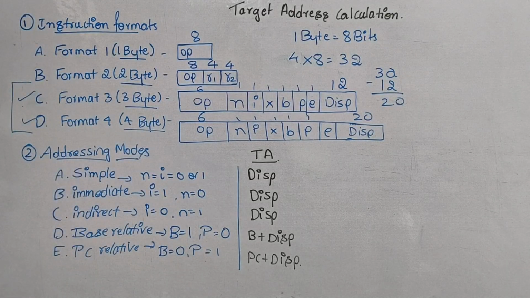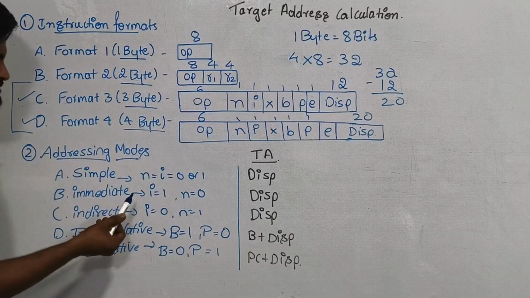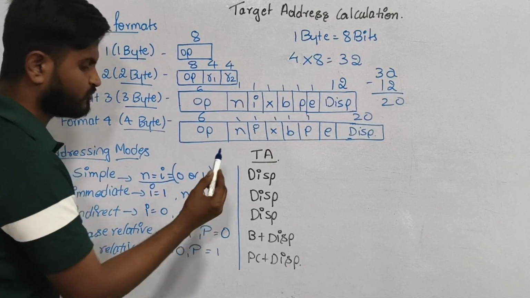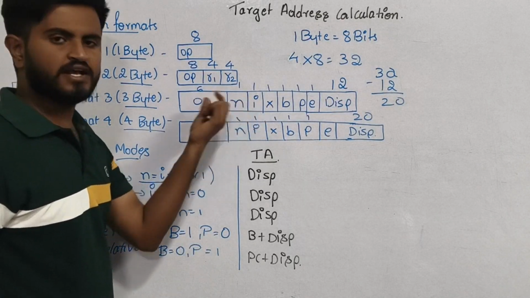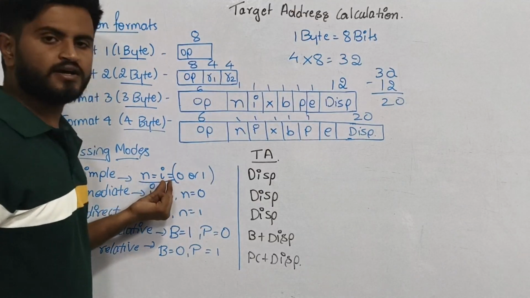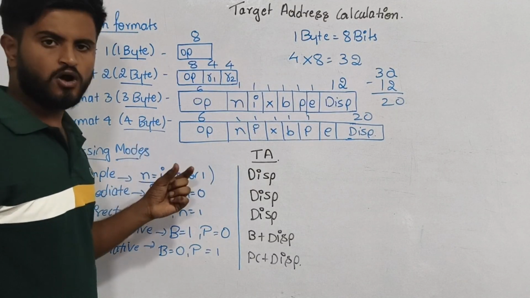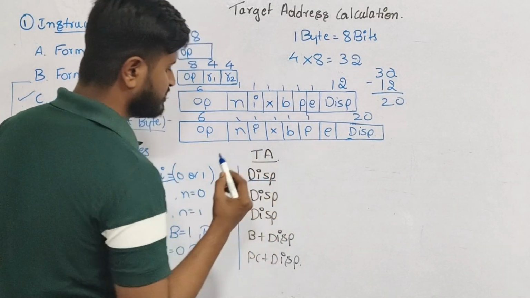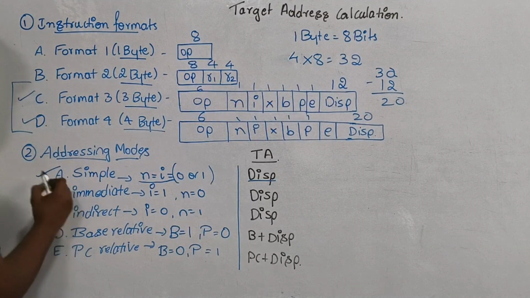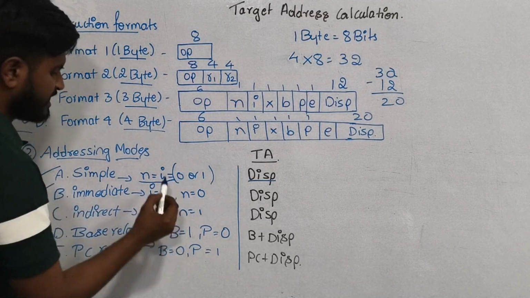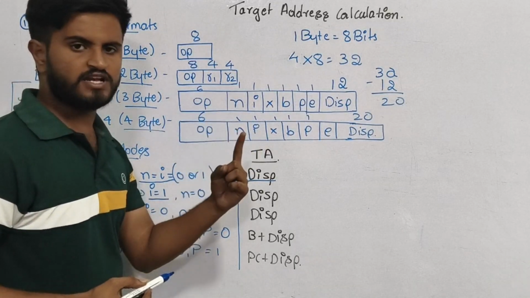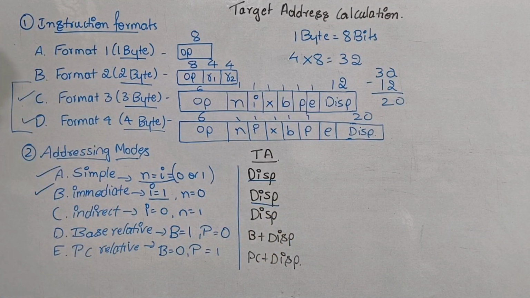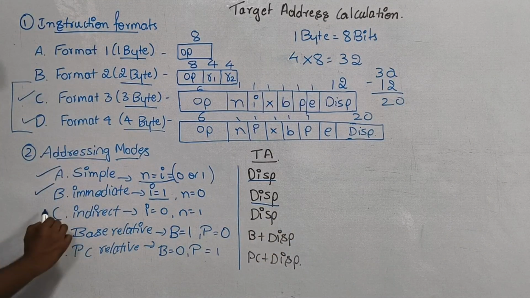Now let's move to the addressing modes. If it is a simple addressing mode, the n value will be equal to the i value, which may be 0 or 1. When both n and i values are the same, either 0 or 1, you can call it a simple addressing mode, and its target address will be the displacement. Next, immediate addressing mode. Here only the i value will be 1 and the n value will be 0. In that condition, only the displacement will be the target address. It will be the immediate addressing mode.